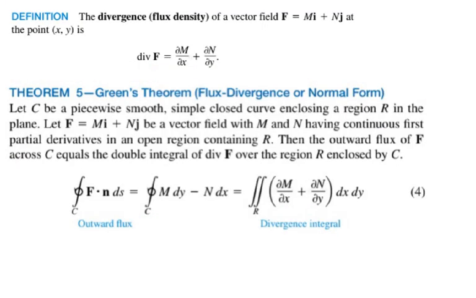Similarly, the flux or the divergence, which is a measure of the expanding or compressing at each point, we can calculate that divergence or flux density using partial M with respect to x plus partial N with respect to y. And so if we were asked to find the outward flux of F across the curve C, that would equal the double integral over the region R of this flux or divergence calculation.